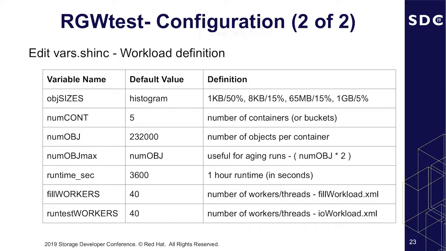And the second set of key variables has to do with the workload definition, things like object sizes, number of containers, number of objects, etc. And then I spoke before about sizing up the cluster for identifying a performance threshold, and that's where these worker counts come in. There's support for individually specifying the number of workers that you want to be used for the cluster fill versus the actual measurement workload.